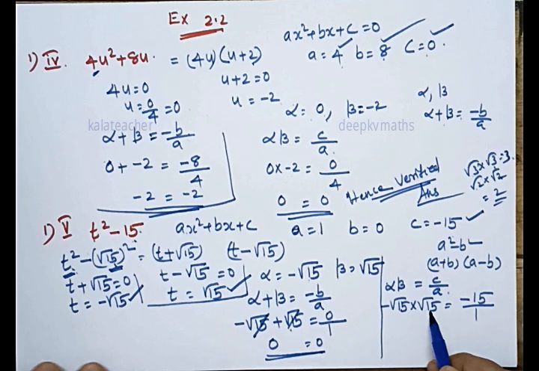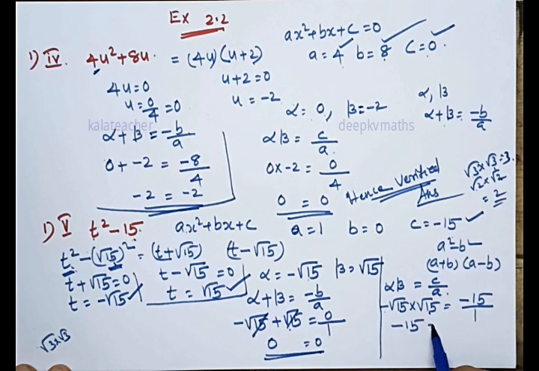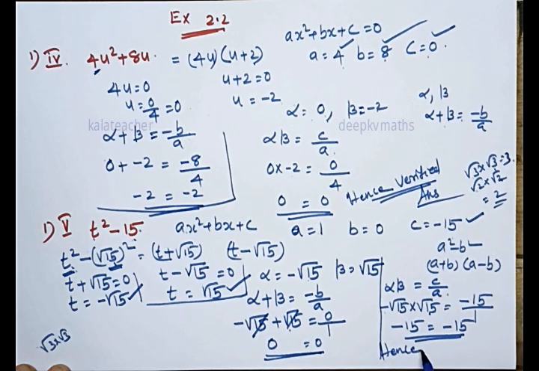Root 15 into root 15, that is root 3 into root 3 into root 5 into root 5, which is 15. There will be a minus sign, so minus 15 is equal to minus 15. That is an identity. Hence verified. This is the answer.